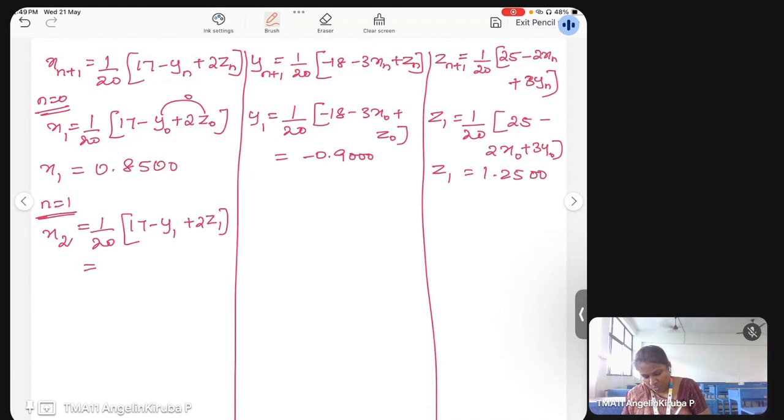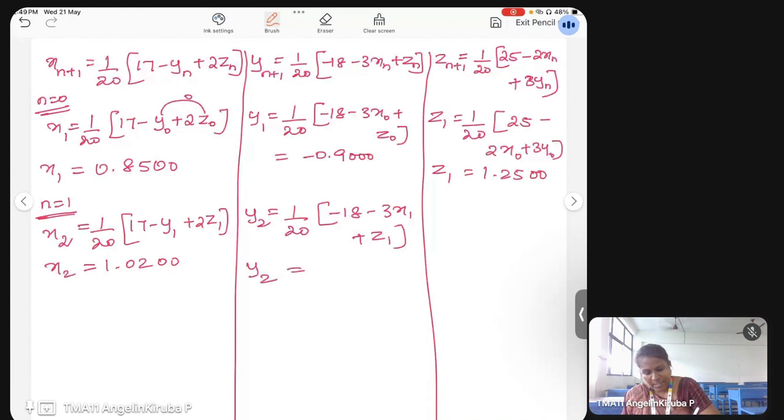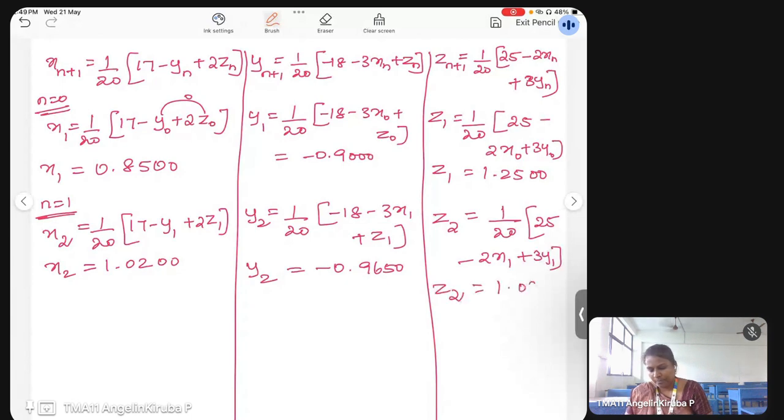So our x2 is equal to 1.0200. y2 is equal to 1 by 20 minus 18 minus 3 times of x1 plus z1. So y2 is equal to minus 0.9650. And similarly, z2, so 1 by 20 into 25 minus 2 times of x1 plus 3 times of y1. So z2 value will be equal to 1.0300. So you have to proceed like this.